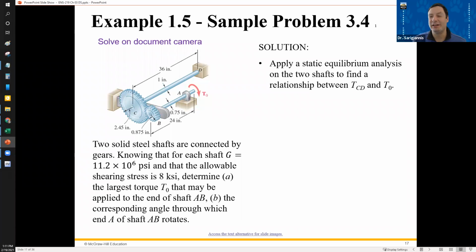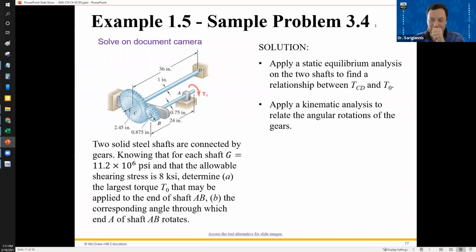All right, so let's look at statics. We're going to go back to statics. This is why statics is a prerequisite for this course and dynamics. You've got to know how to do free body diagrams, how to set them up, and how forces transmit along things. We're going to find a relationship between the torque in CD and the applied torque T naught.